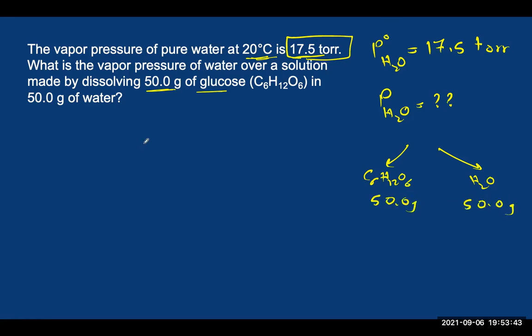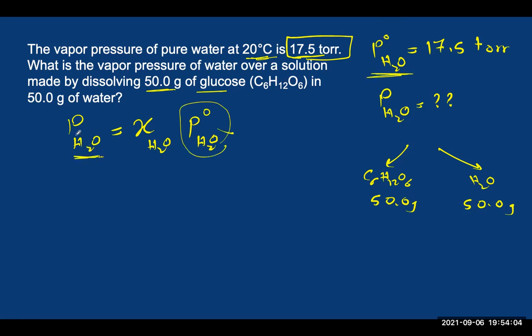Okay, let's see exactly what Raoult's law states. Raoult's law says that if you want to calculate the pressure of a solvent, it will be equal to the mole fraction of this solvent times the vapor pressure of the pure solvent. Actually, we have the vapor pressure of the pure solvent, this one here. So in order to calculate the pressure of H2O, we need to calculate the mole fraction first.